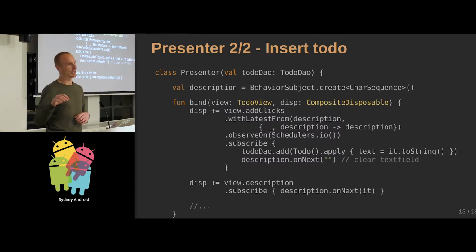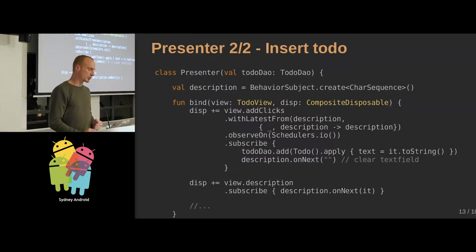The action of storing a new item in the database, because we're using Room, will trigger a new emission from the DAO. So our flowable that is listening for the list of to-dos will get a new list of to-dos. So we're basically getting the update in the UI for free. We don't have to do anything for that.